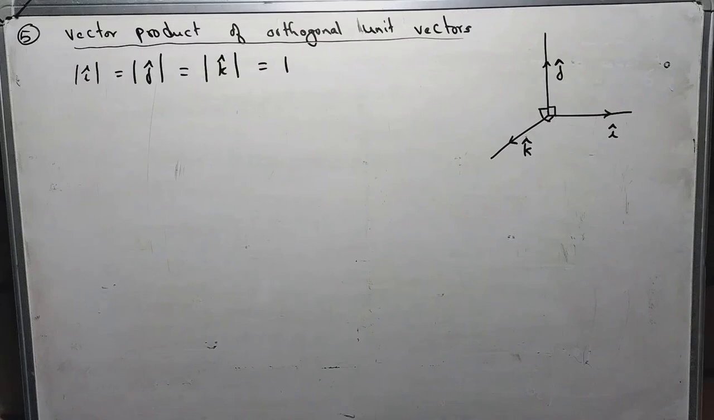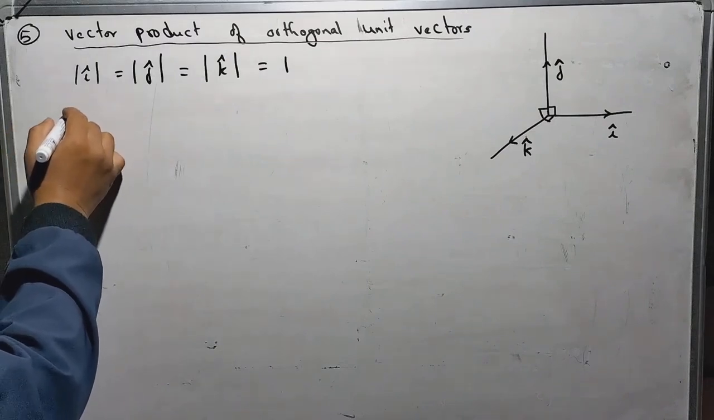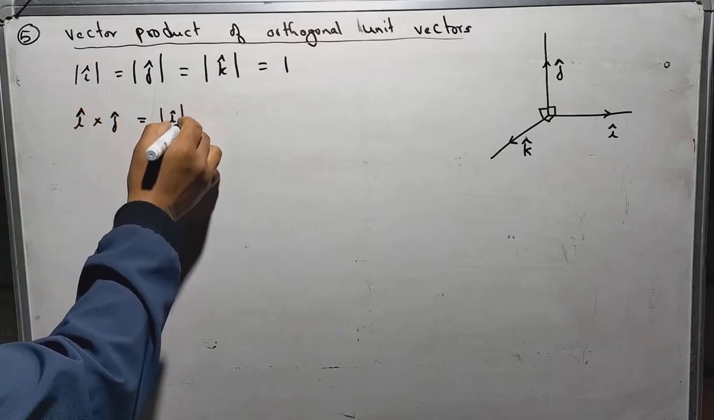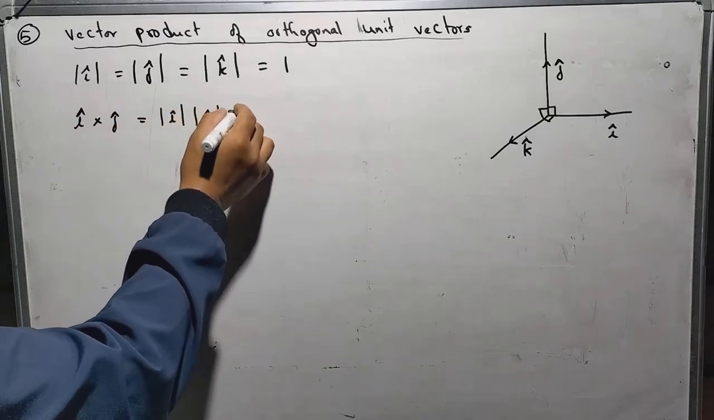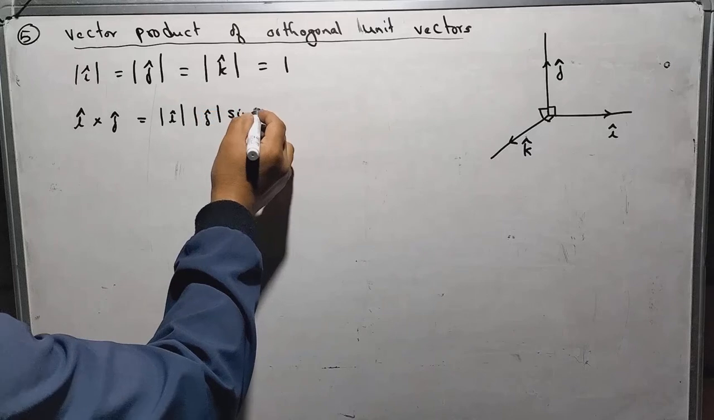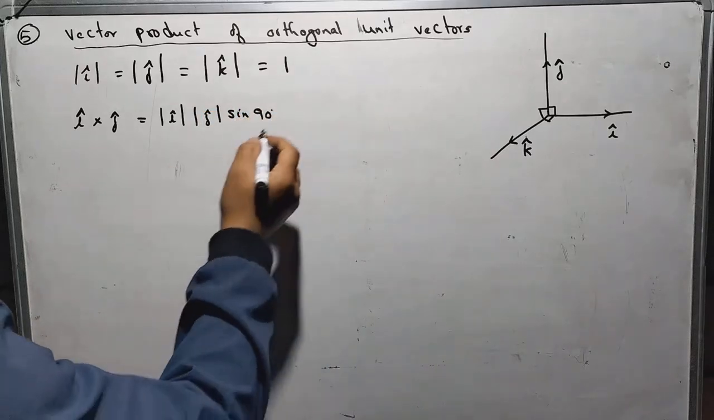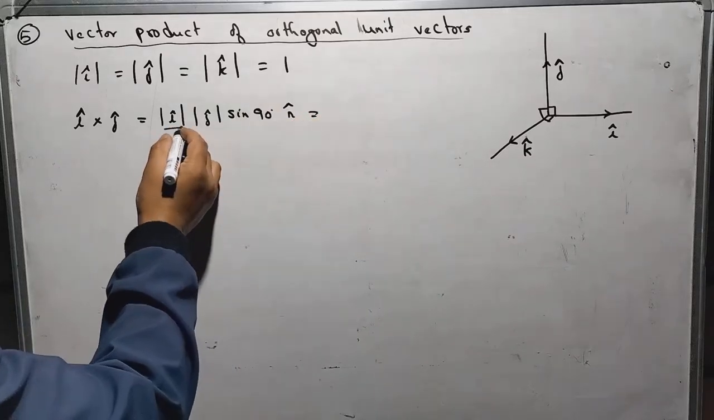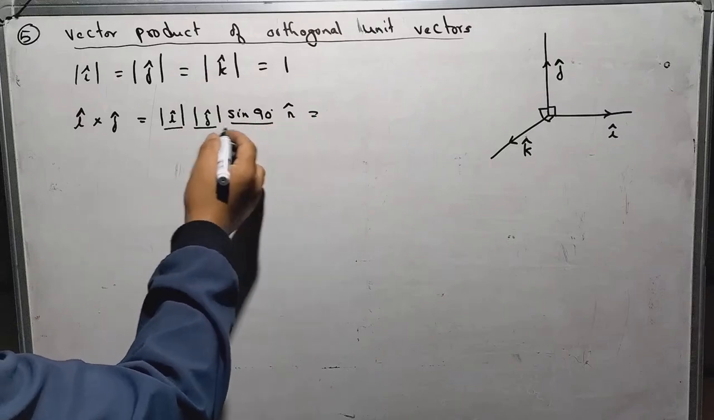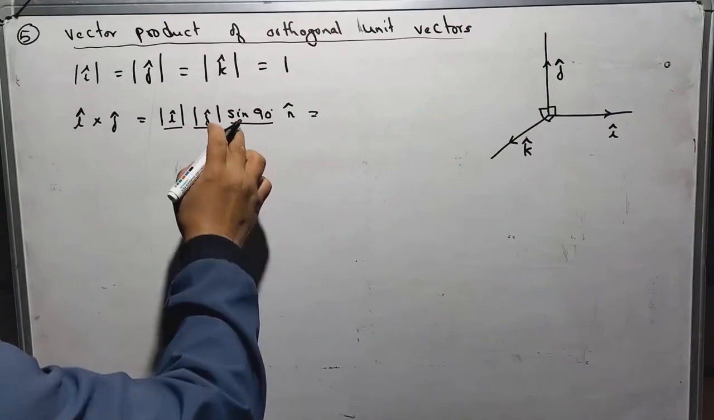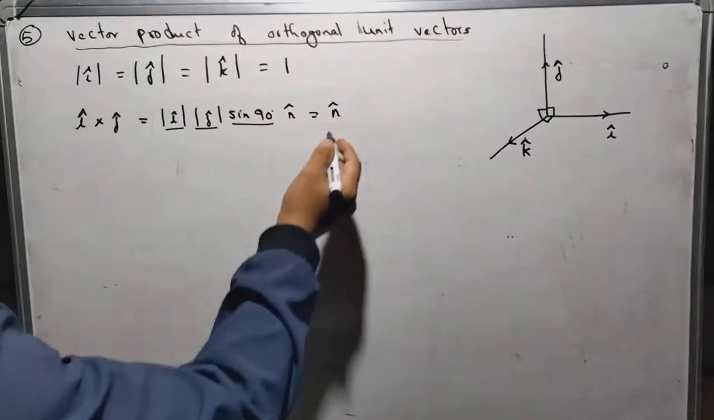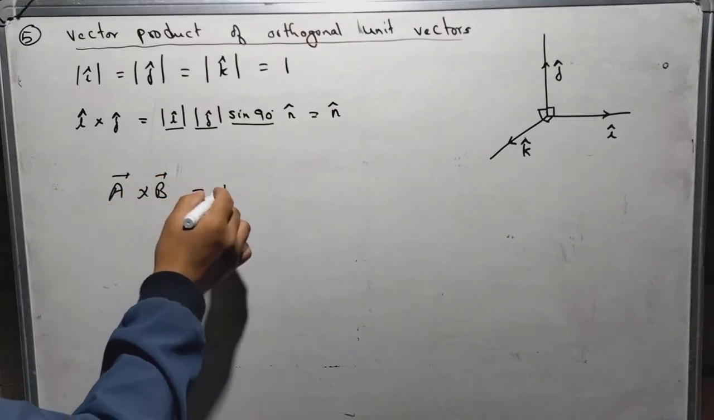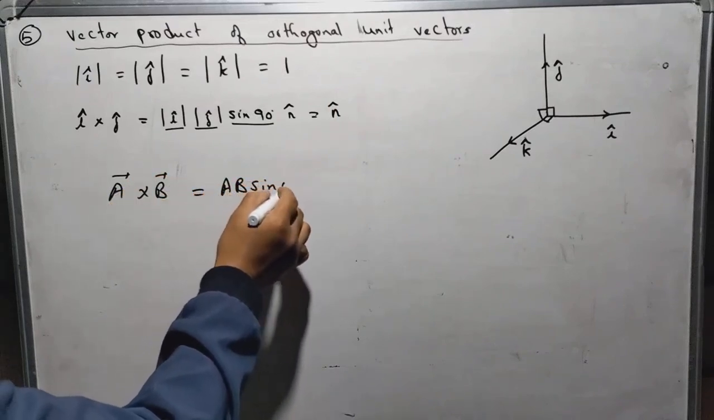Alright? Now, let us see i cross j. I cross j means magnitude of i, magnitude of j, sine of the angle between them, which is sine 90 degrees, theta is 90, and n cap, right? Okay, so this magnitude is 1, this is 1, sine 90 is 1, so 1 times 1 times 1 is equal to 1, so 1 into n cap will be n cap. Now what is this n cap? It's just like in the case of A cross B is equal to AB sine theta n cap.